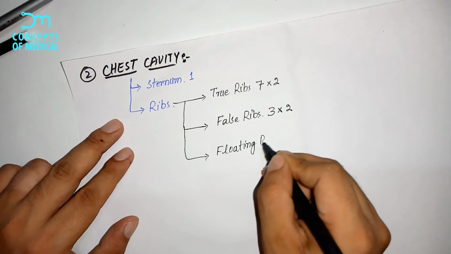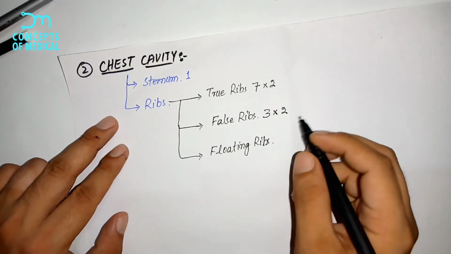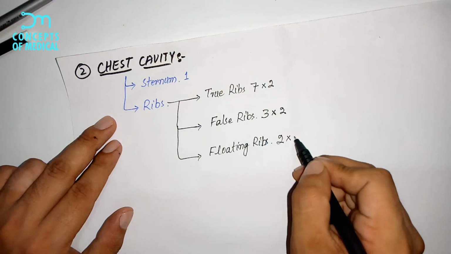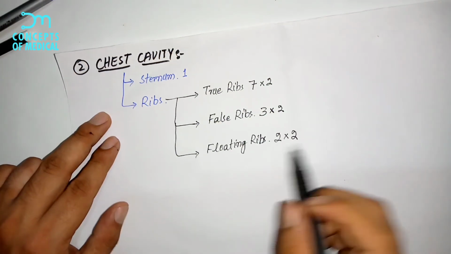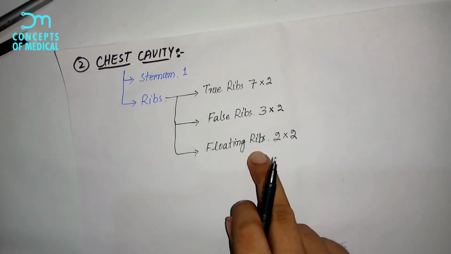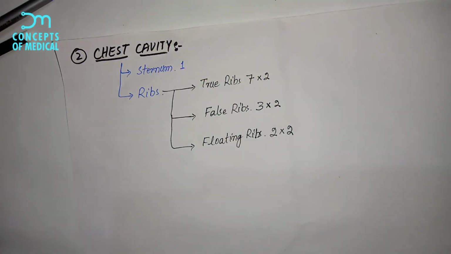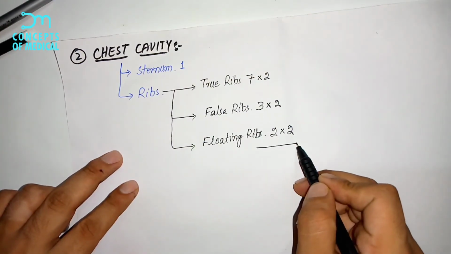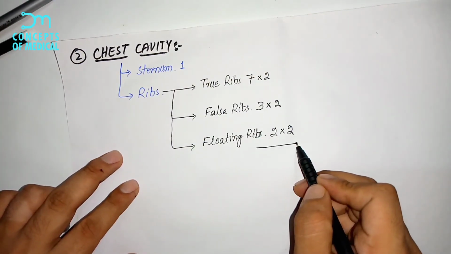And the third we have is floating ribs, right? So these are actually 2 in number, and 2 at one side, so we will multiply it with 2. So the floating ribs are those ribs which are connected posteriorly with the vertebral column, but anteriorly they are not connected, they are just hanging in the abdominal region. So these were all about the chest cavity. So how many bones do we have here?